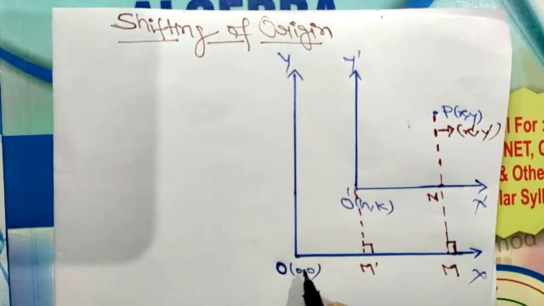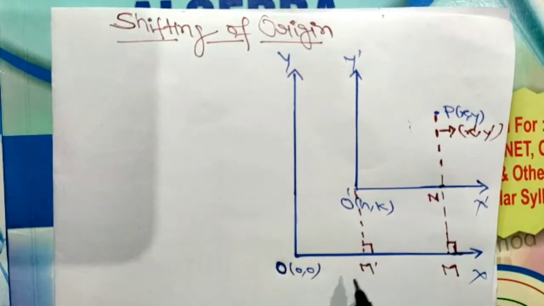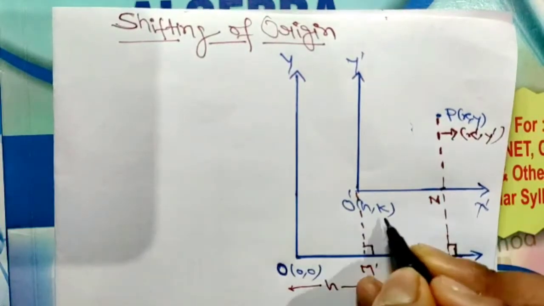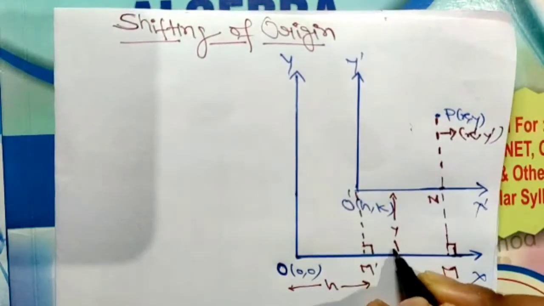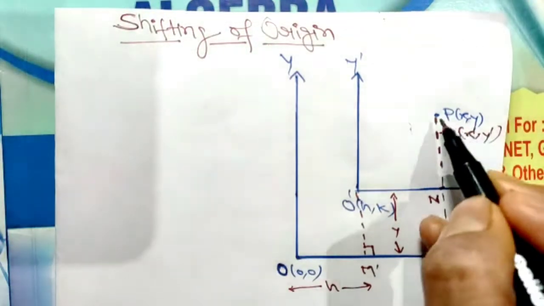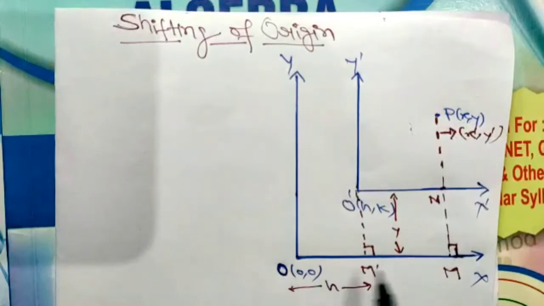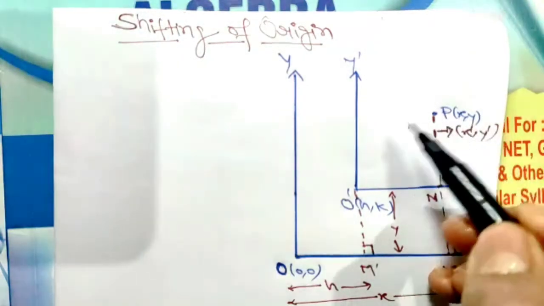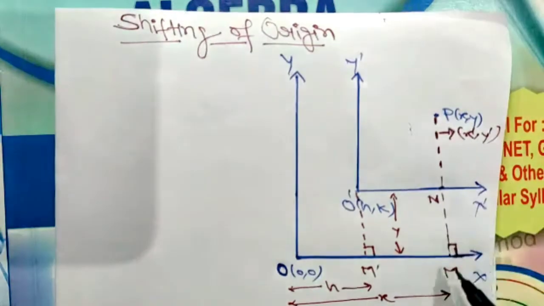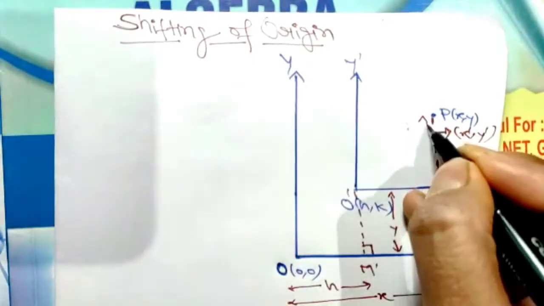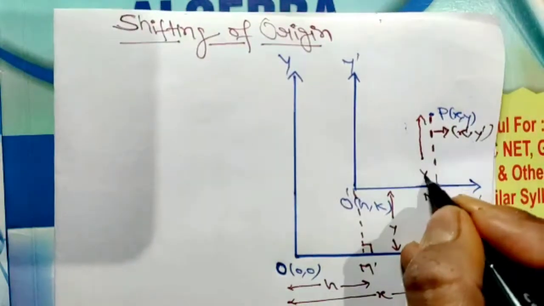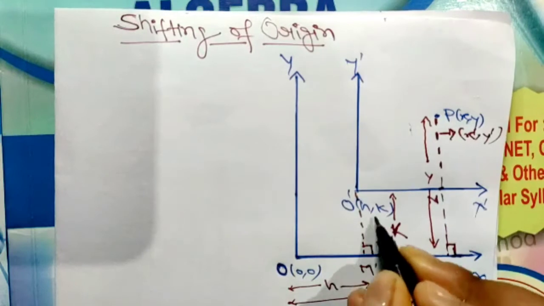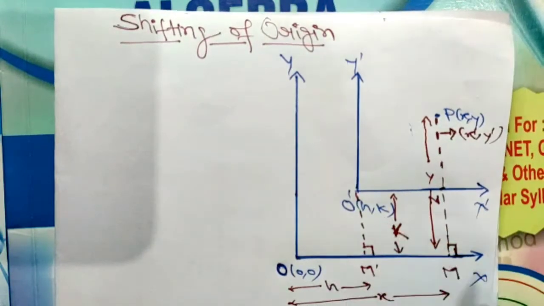Now the distance OM dash will be h, so this is h, and O dash M dash will be k. This point P, the distance of this OM is x, and this is parallel to the y axis, so the distance of this point P and M is y. Sorry, this is h and this is not y, this is k. This is the k coordinate, so this is distance k.